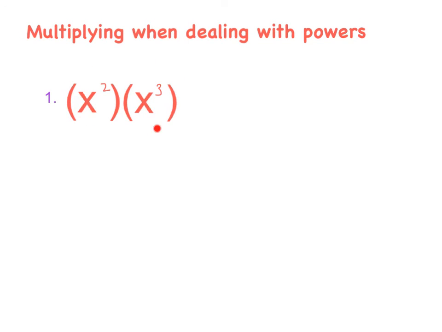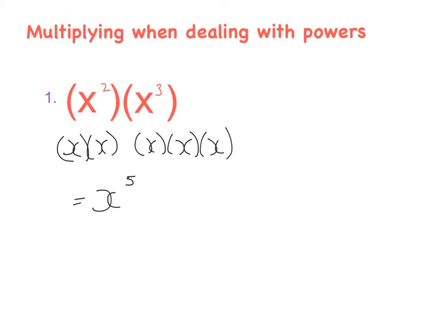Here we're asked to multiply out x squared by x cubed. When we're dealing with powers, we have a different method for multiplication, in the sense that if I was to write out what x squared actually meant, that meant x multiplied by x. If I was to write out what x cubed actually meant, that meant x multiplied by x multiplied by x. When we are multiplying things that have the same base but different powers, we can just add them. So the answer to this question here is x to the power of 5.